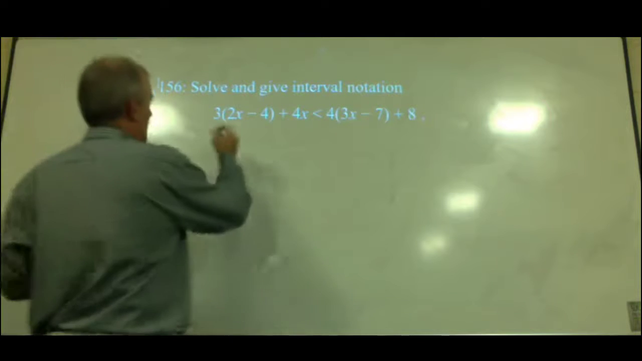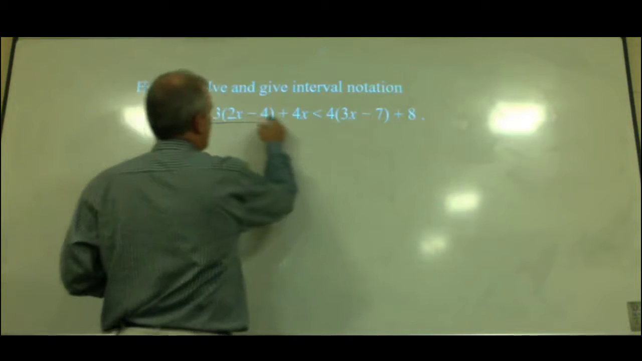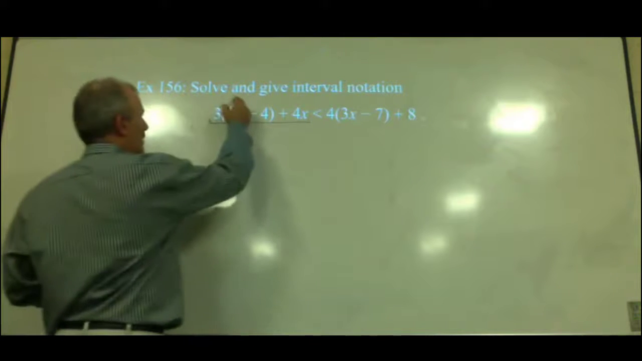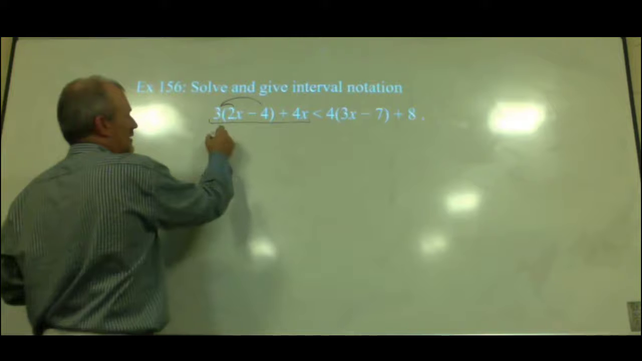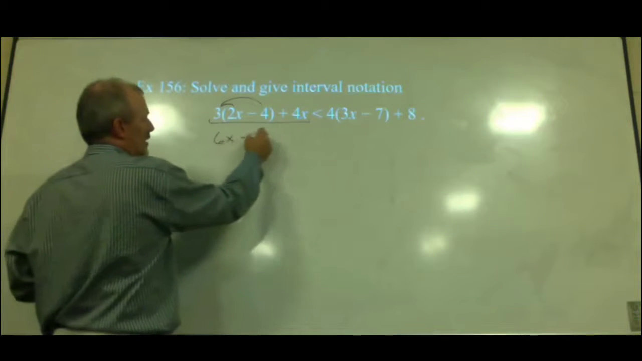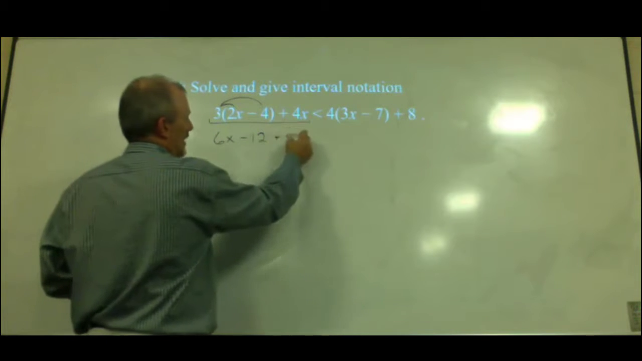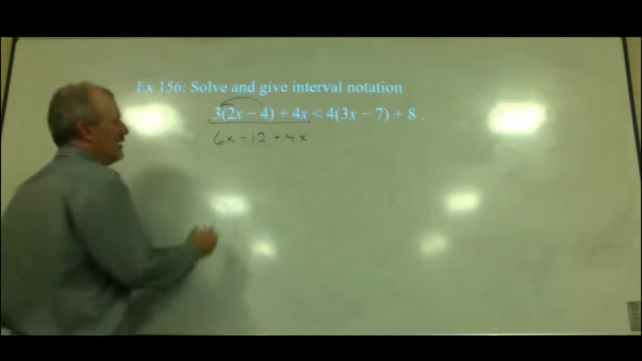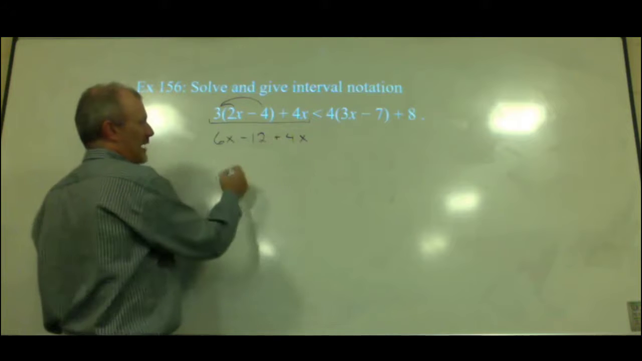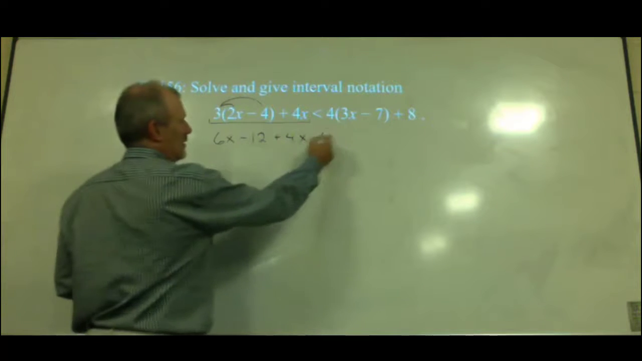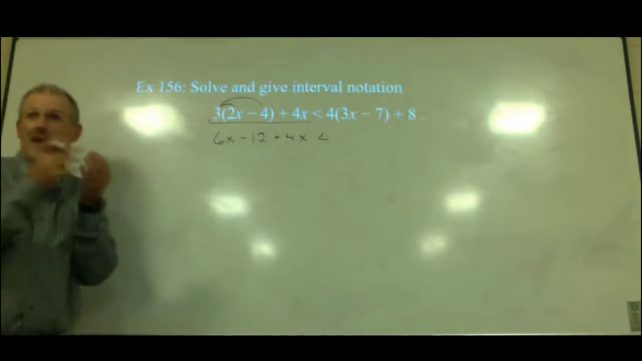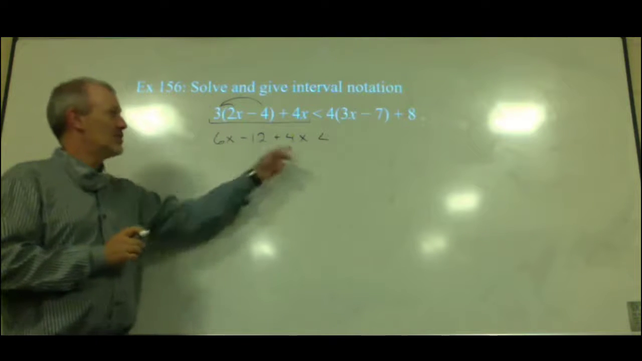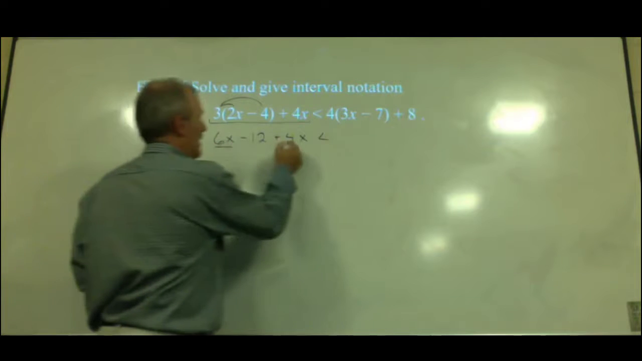So let's start with this side. What should we do first on this side to begin simplifying? Distribute, yeah, multiply. So this will be 6x minus 12 plus 4x. And let's just keep simplifying this side first, and then we'll work with that side. So what else should we do after that? We're just simplifying, we're just combining what's already together. We're going to combine the like terms, right?